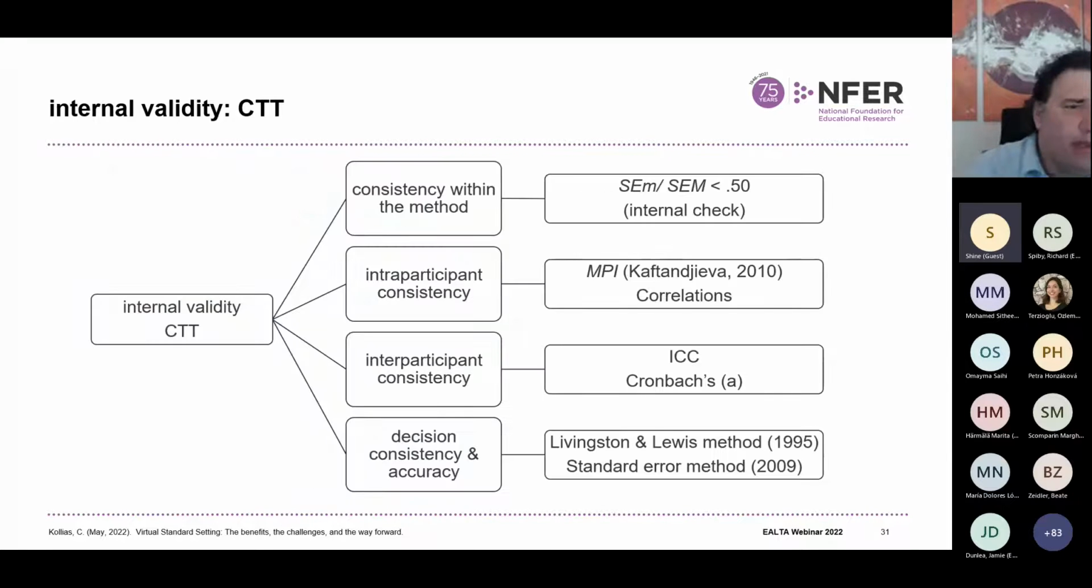Now, fortunately, if we go back to Hamilton and Pitoniak's framework for internal validity, consistency within the method, I used what was in the 2009 manual, the internal check. For intra-judge consistency, I used Facets' MPI as well as correlations. For inter-judge consistency, I used ICCs and Cronbach's alpha. And for decision consistency and accuracy, I used the Livingston-Lewis method as well as the standard error method.